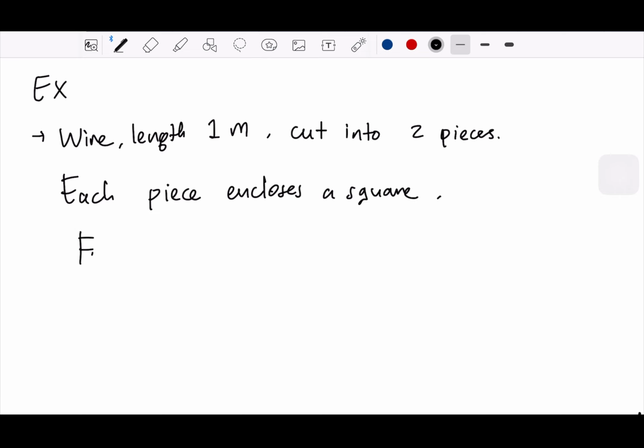The question is: find the largest area enclosed. It means the area of the square. So we get 2 squares, and we need to find how we can maximize the area. Area of 1 square or of both squares? Both. Okay.